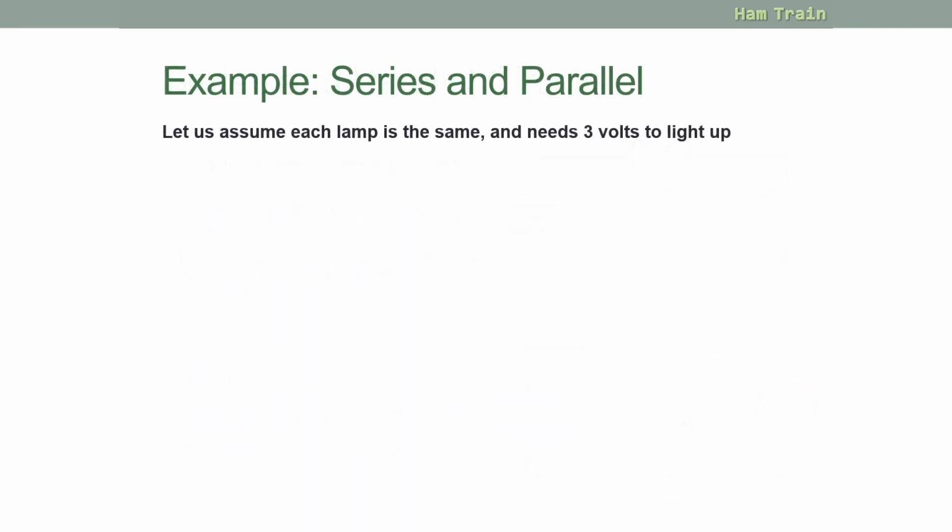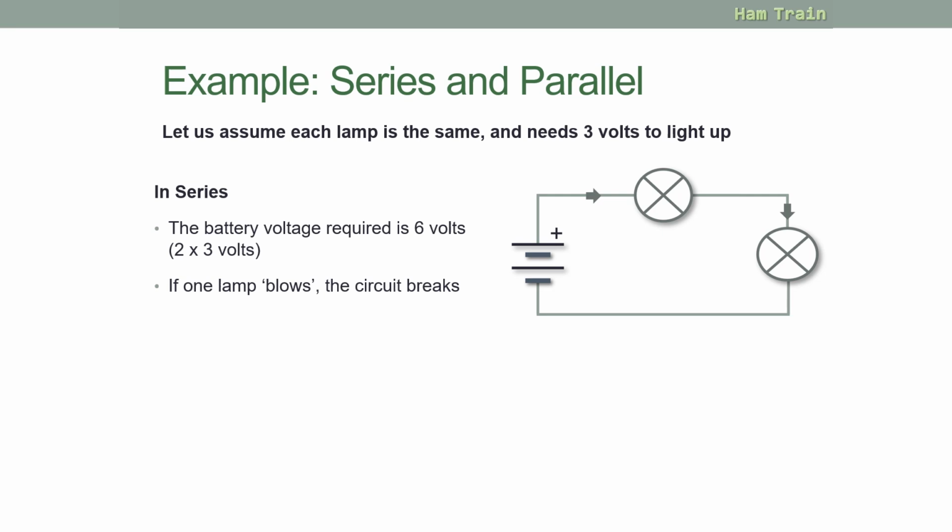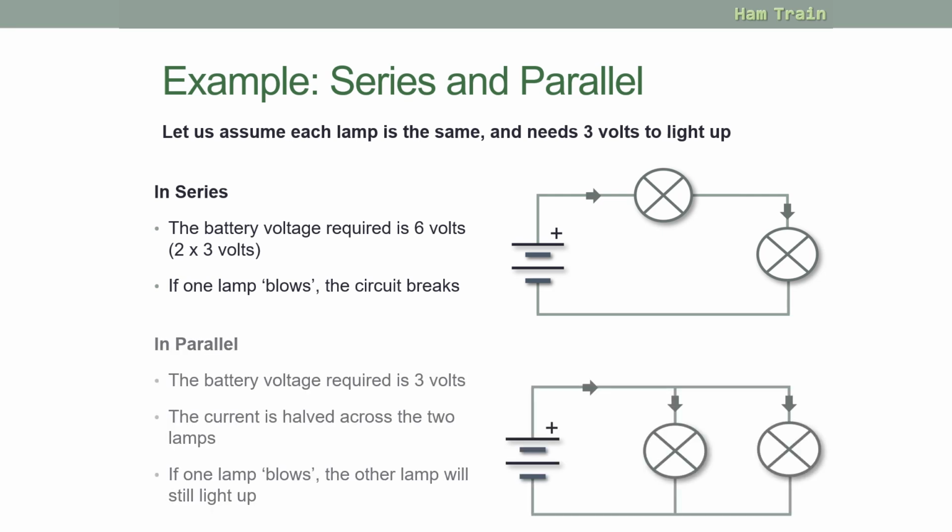Let's assume that each lamp is the same and each lamp needs 3 volts to light up. So in series, you'd need 3 volts here and 3 volts here, meaning you need a 6-volt battery. If this lamp here blew, the circuit would break because you no longer get a full path back to the battery. Now if you look at that in a parallel circuit, because the voltage is equal across both of these, you'd only need 3 volts. If that needs 3 and that needs 3, in this configuration, they would both still get the 3 volts.